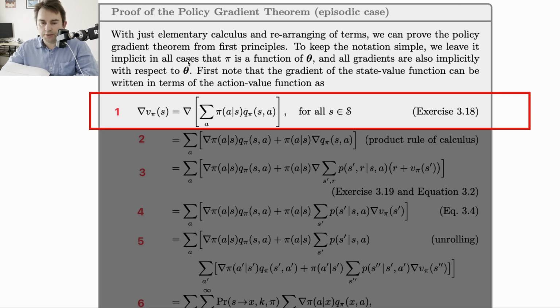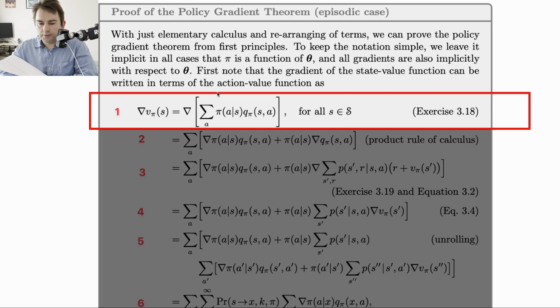So what the authors are saying here is that with just elementary calculus and rearranging of terms, they can prove the policy gradient theorem from the first principles. Also, to keep the notation simple, they omit the parameter theta from all the policies here. So pi here just means pi of theta implicitly. And the same for all the gradients. These gradients are with respect to the parameter theta.